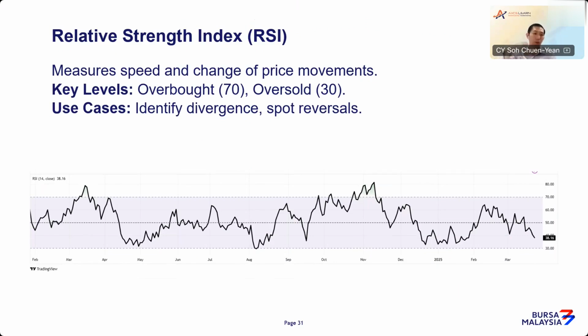It will not be more than 100%, and it will also not be less than 0%. In between, the middle line would be 50%. So of course we have two key important levels: 70%, which we call overbought, and 30%, which is the oversold level. If your RSI is above 70, it is considered that the market is overheated already.